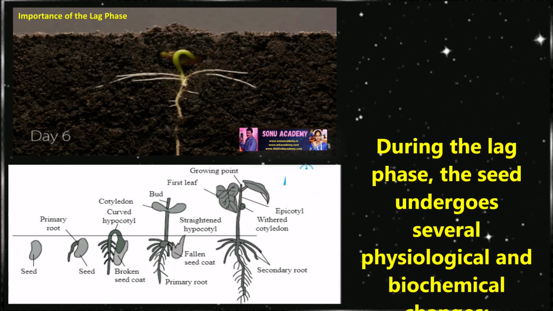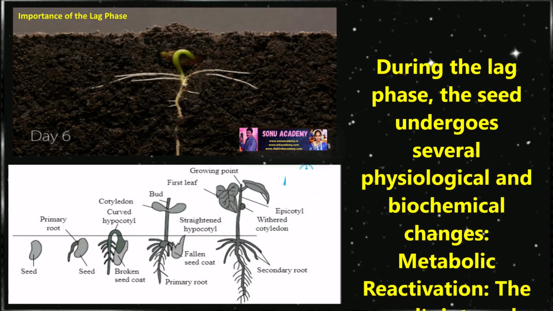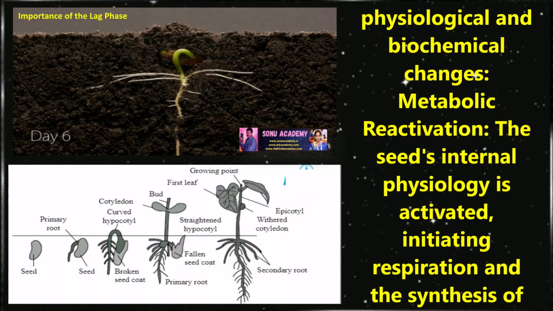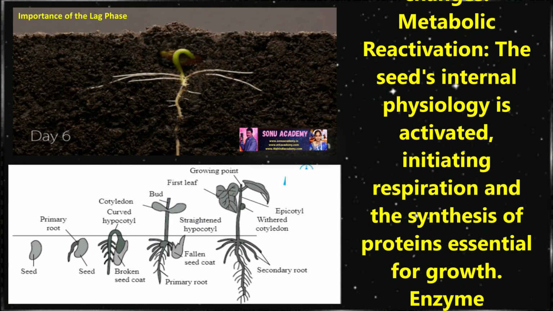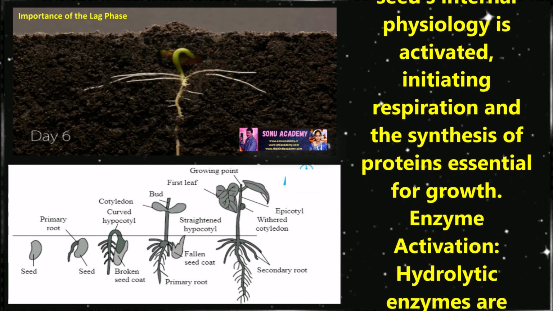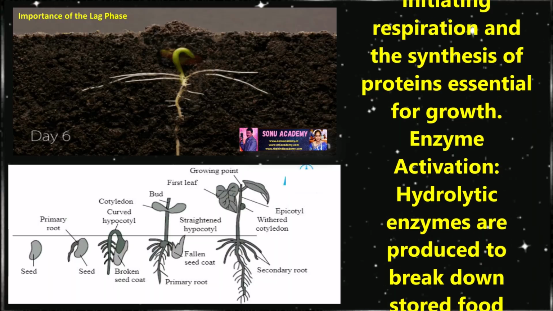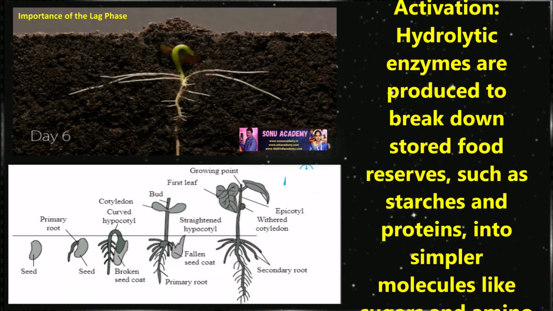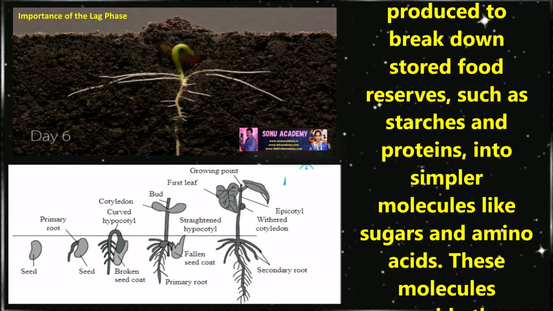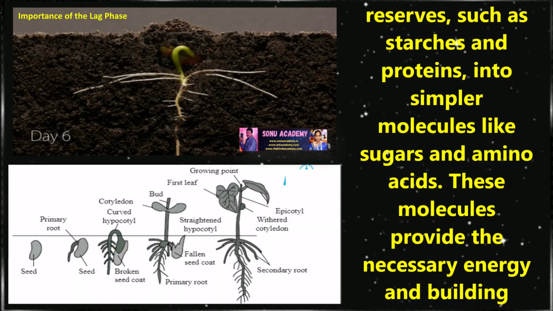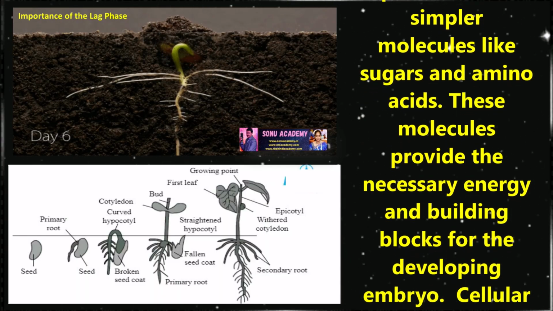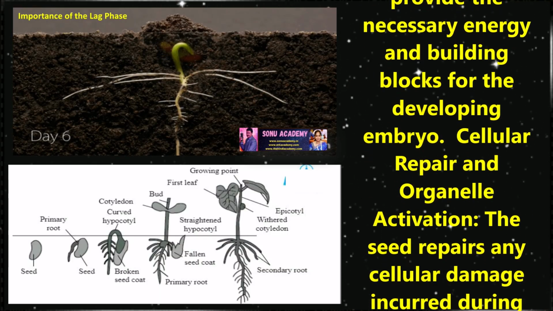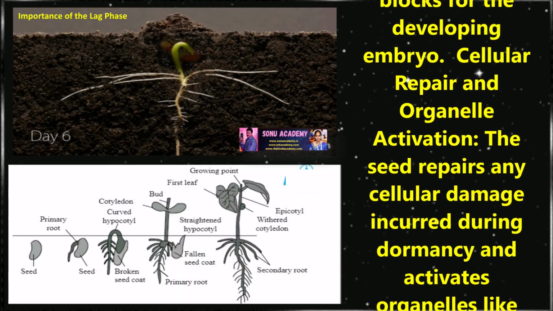Children, let us discuss what happens during this lag phase. During the lag phase, the seeds undergo several physiological and biochemical changes. Let us see what they are. First one is metabolic reactivation. The seed's internal physiology is activated, initiating respiration and the synthesis of proteins essential for growth. Second one is enzyme activation. Hydrolytic enzymes are produced to break down stored food reserves such as starches and proteins into simpler molecules like sugars and amino acids. These molecules provide the necessary energy and building blocks for the developing embryo.